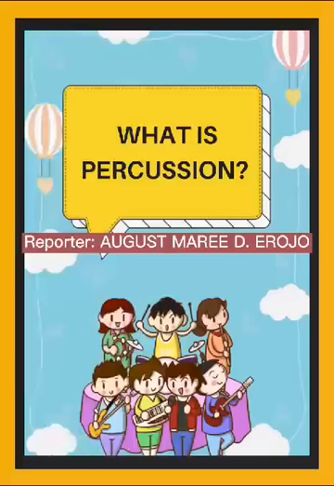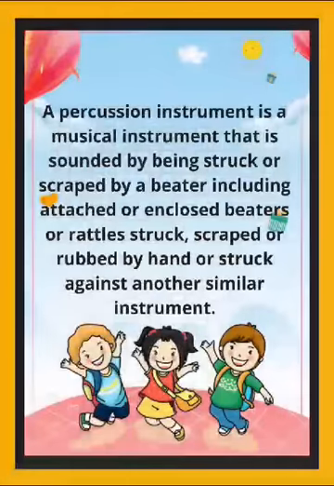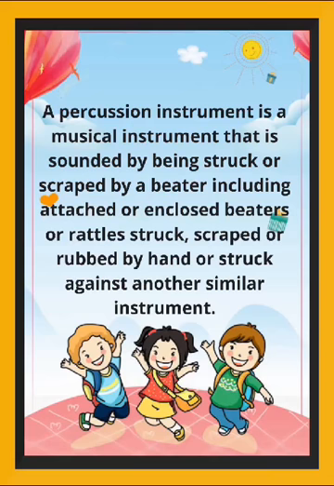What is percussion? A percussion instrument is a musical instrument that is sounded by being struck or scraped by a beater, including attached or enclosed beaters or rattle struck, scraped or rubbed by hand or struck against another similar instrument.